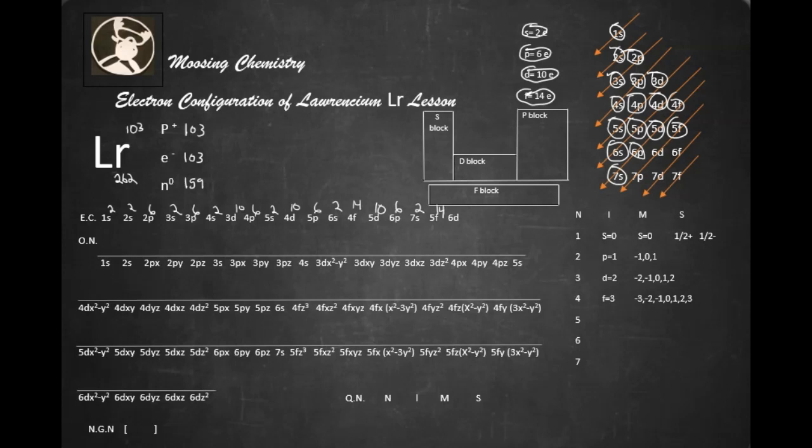and it's going to skip over one. It's going to skip over the 6d and go to 7p1. There's an exception, so it's going to do that. So that's why I had to put that in there.